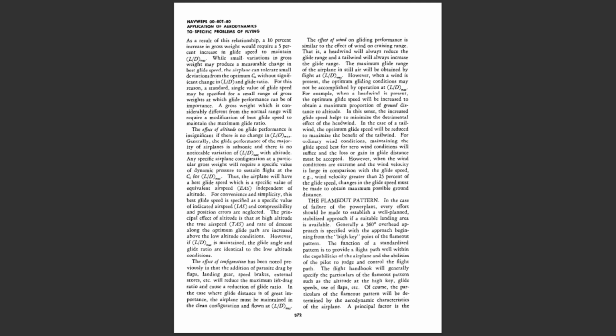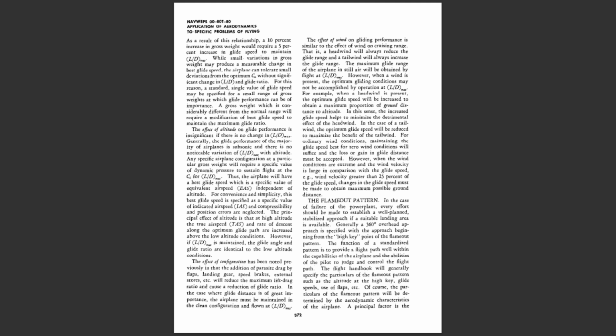However, when the wind conditions are extreme, and the wind velocity is large in comparison with the glide speed, e.g., wind velocity greater than 25% of the glide speed, changes in the glide speed must be made to obtain maximum possible ground distance. The flameout pattern. In the case of failure of the power plant, every effort should be made to establish a well-planned, stabilized approach if a suitable landing area is available. Generally, a 360-degree overhead approach is specified with the approach beginning from the high key point of the flameout pattern.